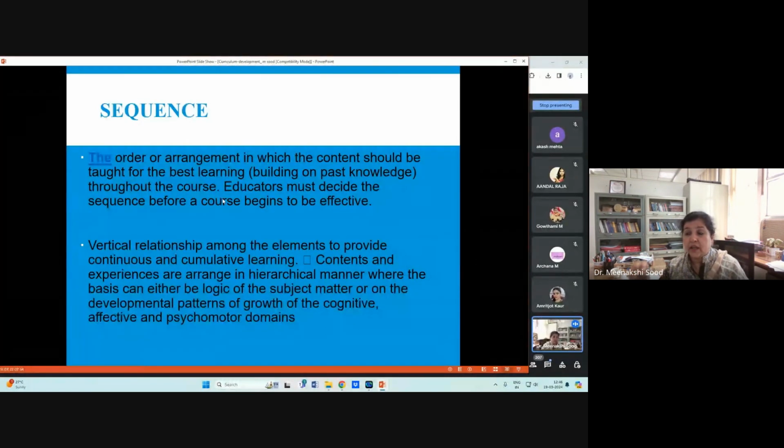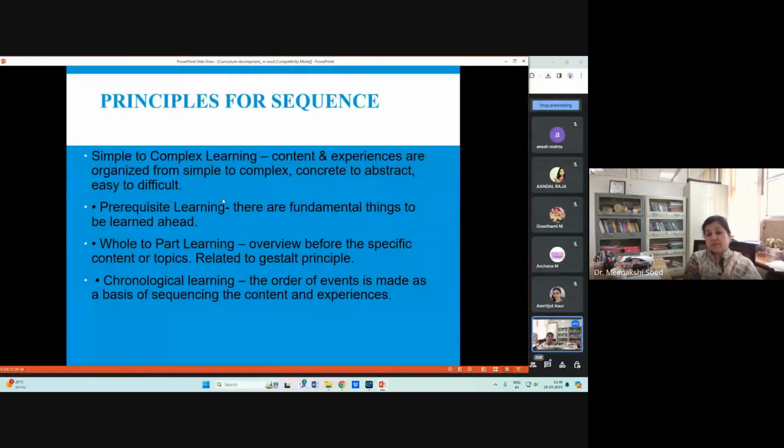Proper logic should be there and the hierarchy should be maintained when we are moving from one subject to the other, right? So if you are going for the sequence, this is obvious that we go from simple to complex, start with the easy part to the difficult part, okay? Start with the concrete knowledge and then move to the abstract information. Start from the prerequisite learning, fundamentals are strong, then we can go for the higher learning. Whole to part learning, start from the broader aspect and have a bird's eye view, ऐसा पढ़ाओ कि general thing. फिर उसमें जो छोटे छोटे टॉपिक्स हैं you can get into that, and chronological based on the sequence.